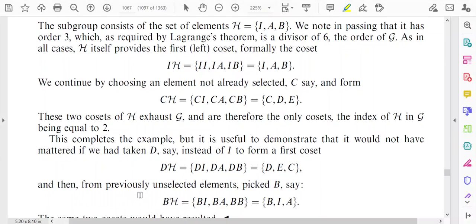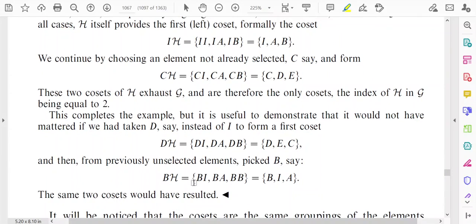Now choose another element which was not selected before, suppose B. Now you multiply B with H, and by a similar procedure we can also find the elements of the coset BH, and the elements are B, I, A. Now you can see that the elements of the two cosets exhaust the group capital G.